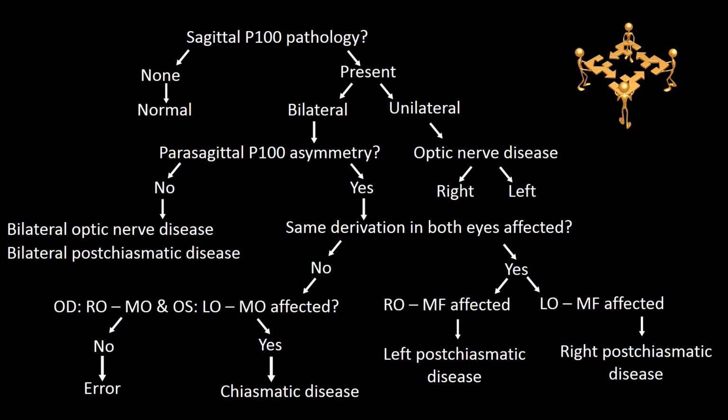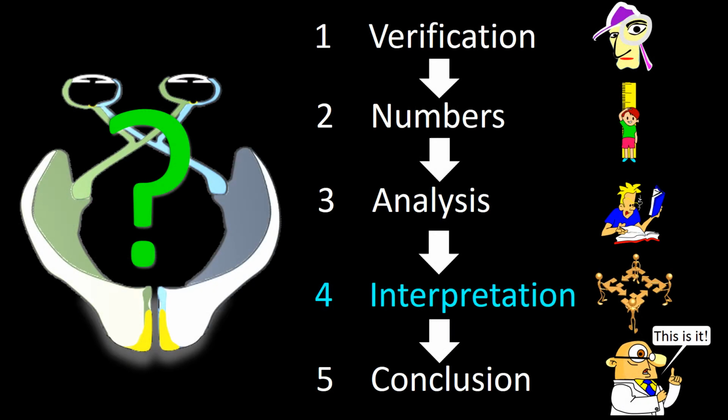This is the interpretation chart. We start by asking if sagittal P100 pathology is present. The answer is yes. As you can recall, the pathology is bilateral, and since parasagittal P100s were not done, we have to interpret the bilateral disease as representing bilateral optic nerve disease or bilateral postchiasmatic disease. So now that we're done with interpretation, we move into conclusions.